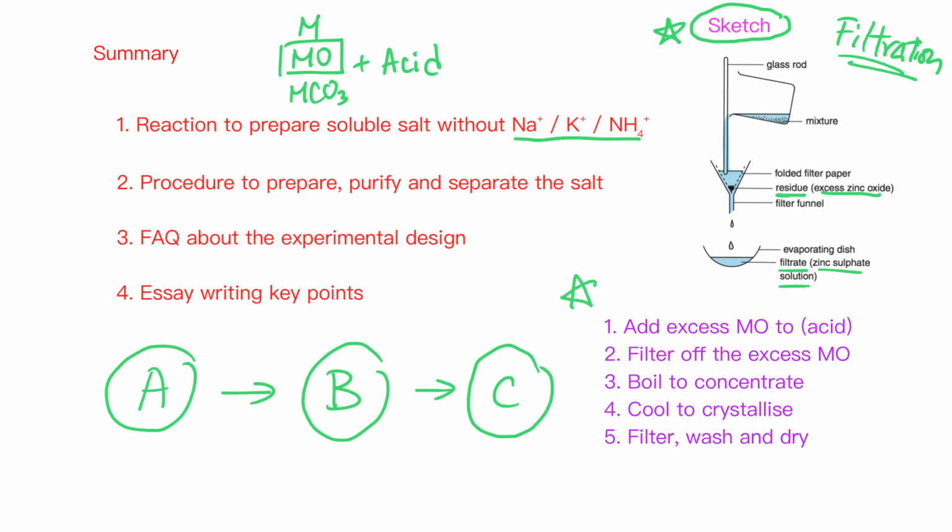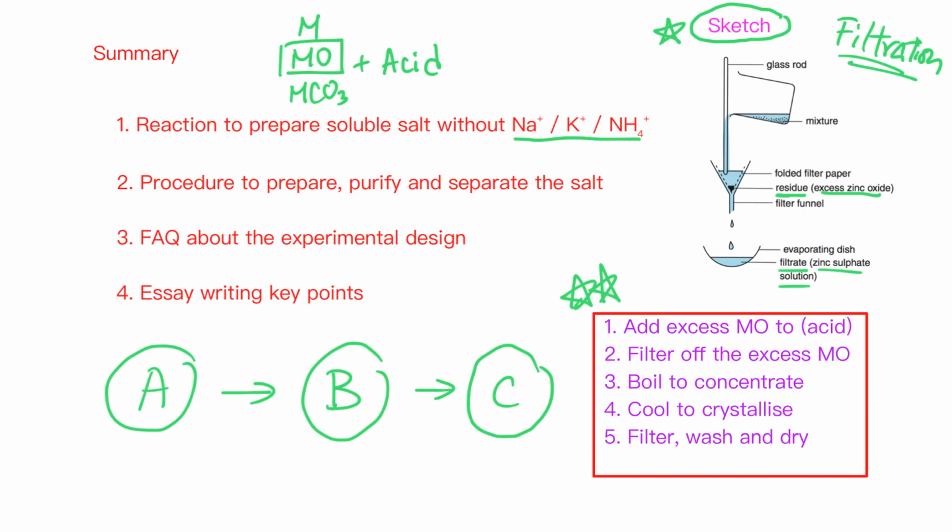So basically, in short, you'll find that the paragraph you have to write involves these keywords: add excess metal oxide to the acid, filter off, boil to concentrate, cool to crystallize, filter, wash, and dry.